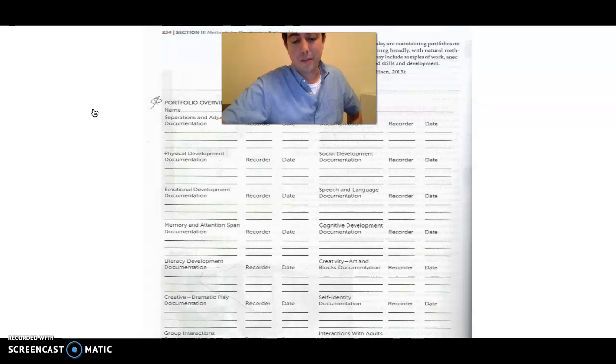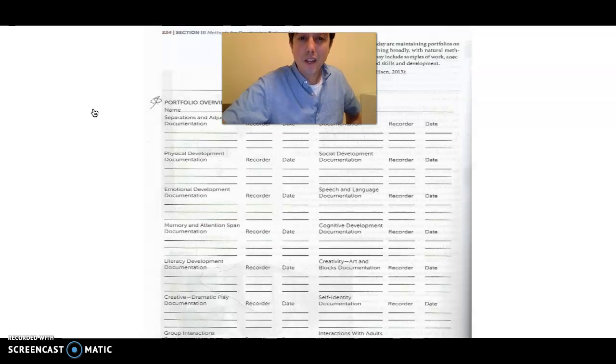Separations and adjustment. How are they doing away from their home? I've noticed a new tendency to cry when the mother leaves, as one of my students often does. Physical development. They're growing tall. They can reach up to the chin-up bar. They can climb up the slide at recess, making great progress.